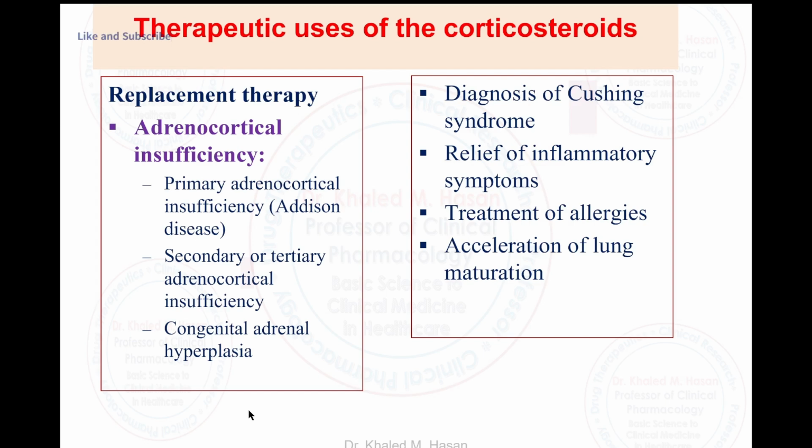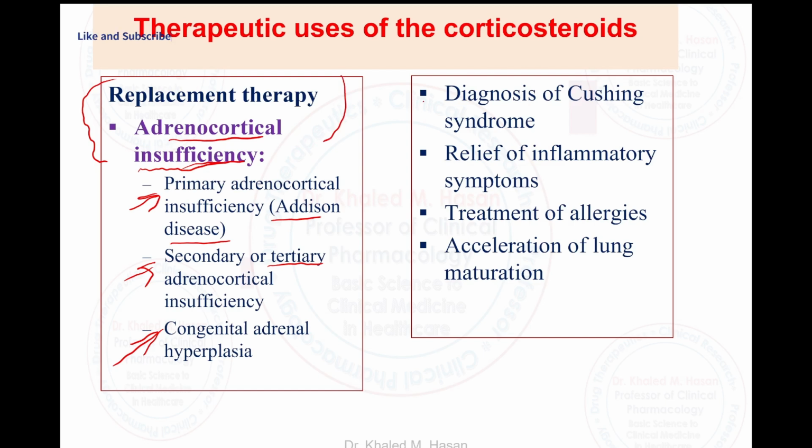Okay, therapeutic use of corticosteroids. The main clinical use here, you can see, is replacement therapy if the patient suffers from adrenocortical insufficiency. This could be primary, related to Addison disease, for example, where the adrenal gland is unable to produce the hormones. It could be secondary, related to the pituitary gland, or tertiary, regarding hypothalamus lesions, or it could be congenital adrenal hyperplasia. So the replacement therapy could be for primary, secondary, or congenital. We use a corticosteroid for replacement therapy.